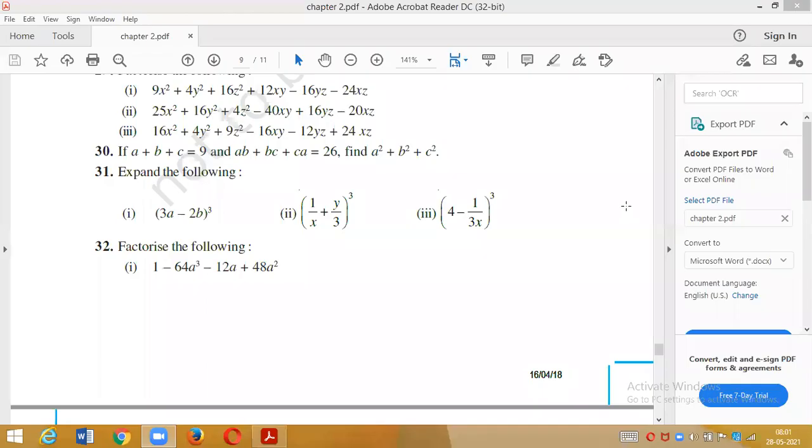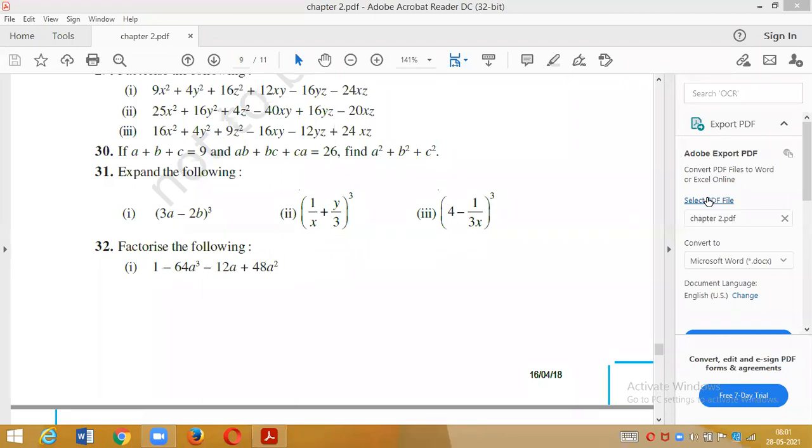Okay, we have completed till question number 29 of this NCERT exemplar of exercise 2.3. So we'll start with question number 30 today. Let's see the question. Is it visible to everyone? Yes, sir.